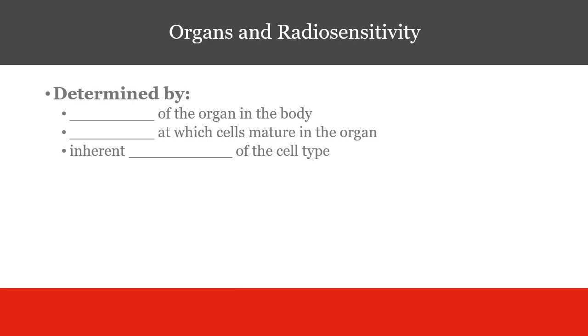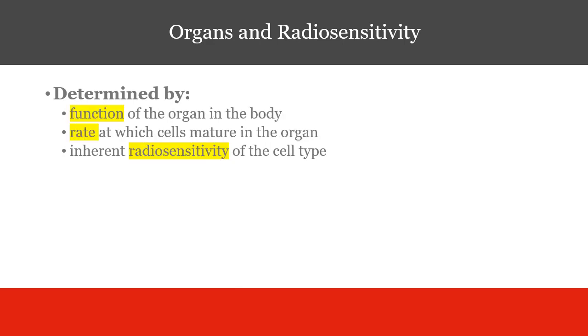In terms of organs and sensitivity, they're determined by 3 factors. First is the function of the organ in the human body. Secondly is the rate at which cells mature in the organ. And third, just the inherent radiosensitivity of the cell type.